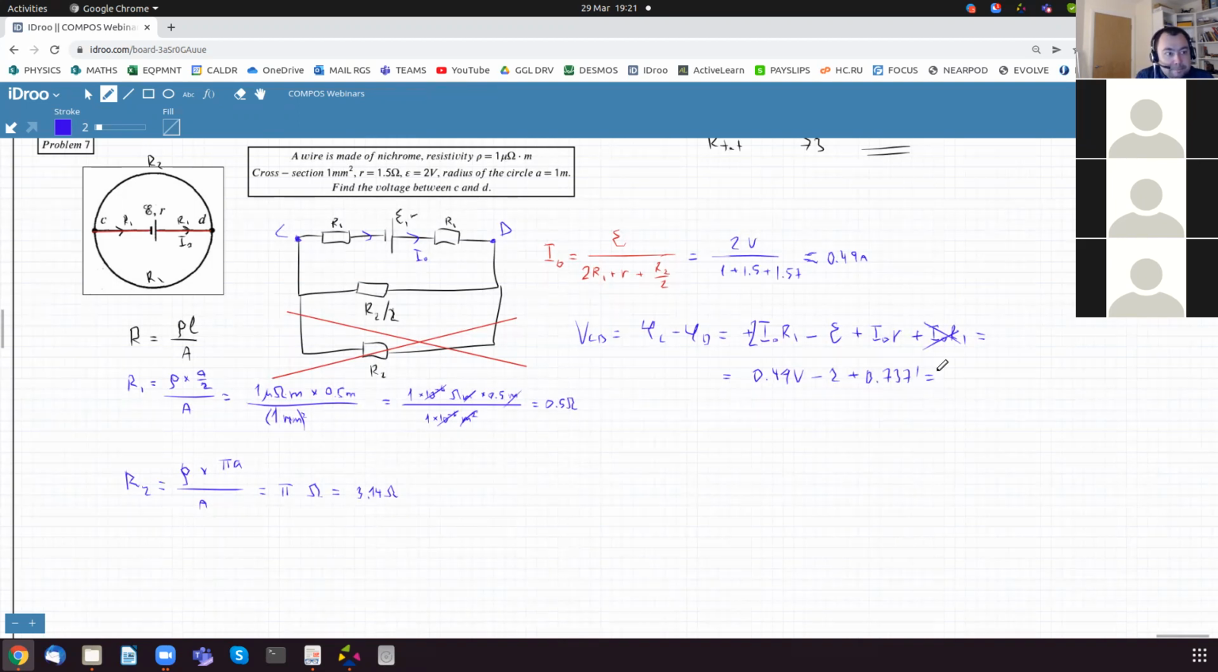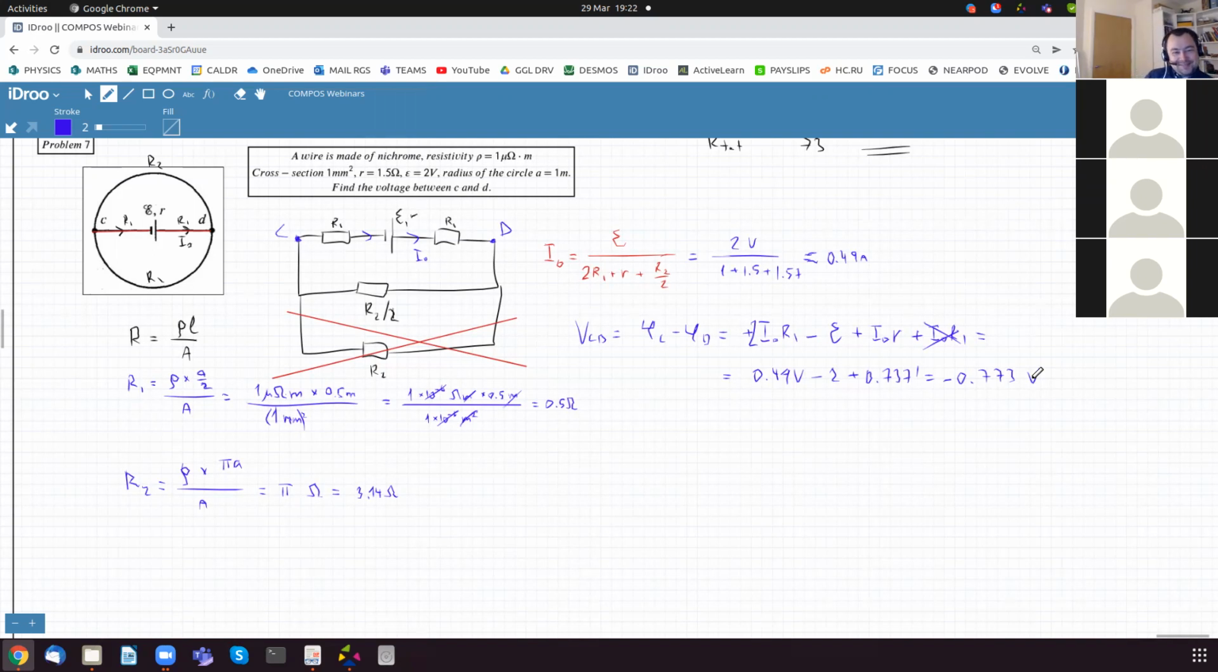0.49 minus 2 plus 0.737 is minus 0.773 volts. And now a bit of an existential thing.